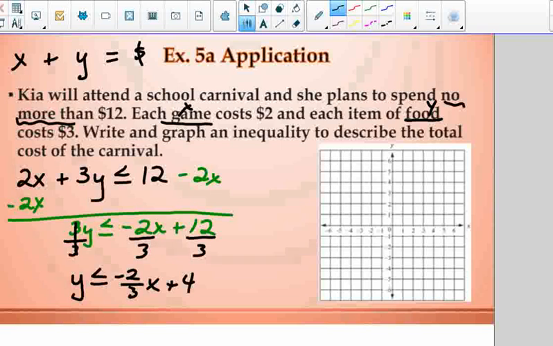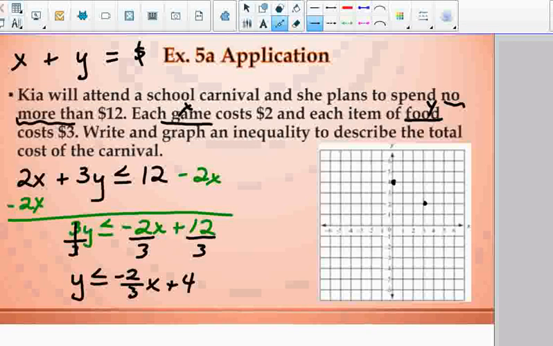So I'm going to put my first point at 4. So +4 would be right here. And I use my slope, and it's a negative slope, so it's going down from left to right. So I go down 2, 1, 2, to the right 3, 1, 2, 3. I have my 2 points. It's less than or equal to, so it tells me I'm going to use a solid line. I'm going to draw a solid line here.